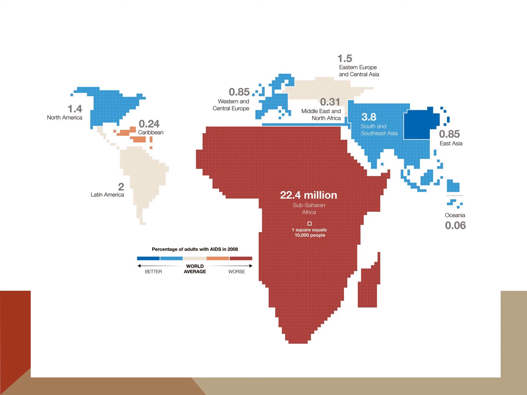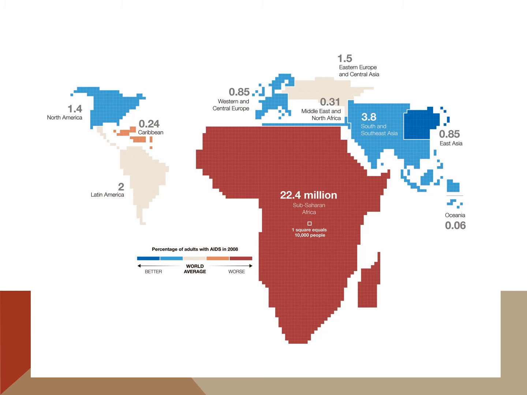This is another one. This is percentage of adults with AIDS. And you can notice that Africa definitely has the largest problem with this. 1 square equals 10,000 adults with AIDS. And we'll go over later in the course why Africa has such a problem with AIDS. Notice that the US, if we look at our key here, has fewer than the world average of cases. So that's good.